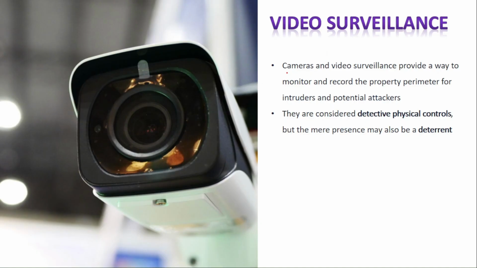Video surveillance. Cameras and video surveillance provide a way to monitor and record the property perimeter for intruders and potential attackers. The important point is that they are considered detective physical controls, but their presence may also be a deterrent. So they act as both a detective and a deterrent security control. And how would you know? As we studied in the previous slide, based on the context.